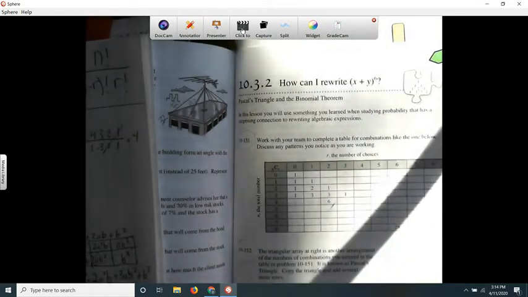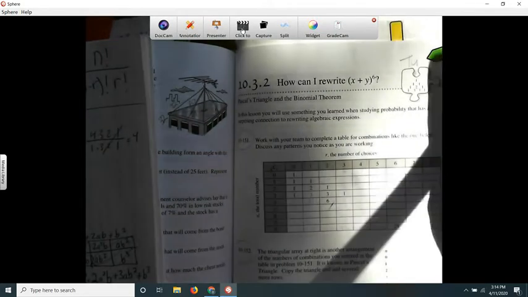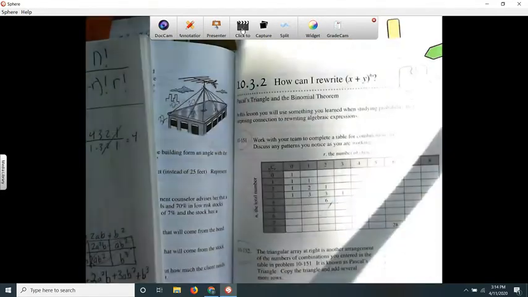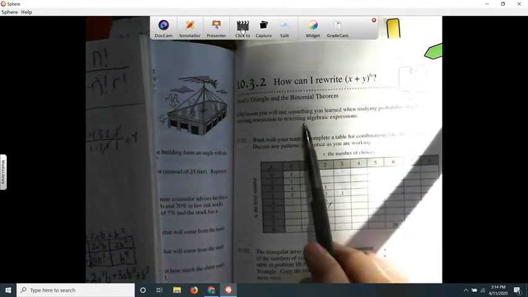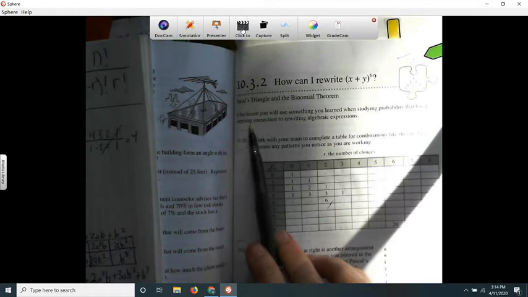Here is Integrated 3, 10.3.2. It's Pascal's triangle and the binomial theorem. It says in this lesson you will use something you learned when studying probability. Work with your team to complete a table for combinations like the one below. Discuss any patterns you notice as you are working.